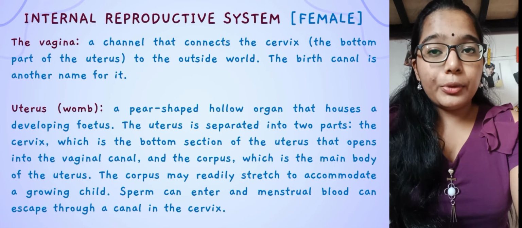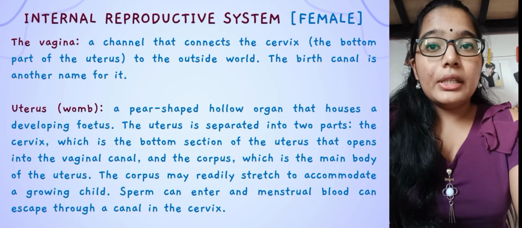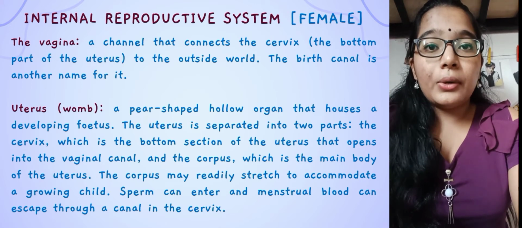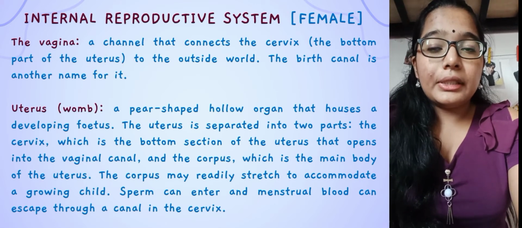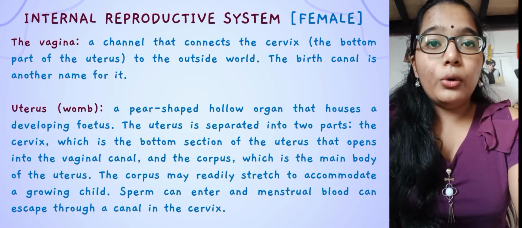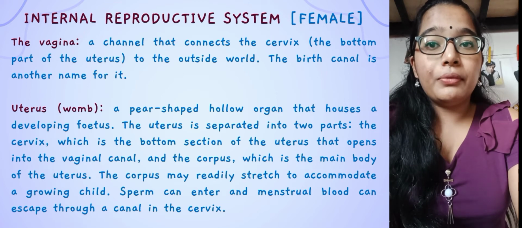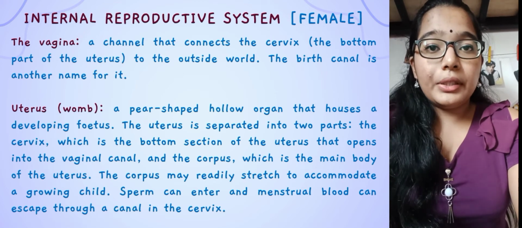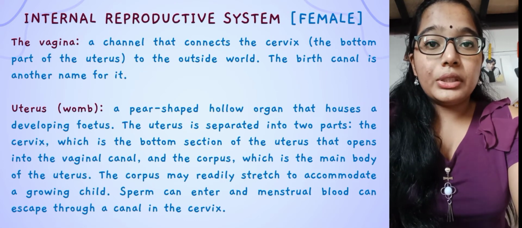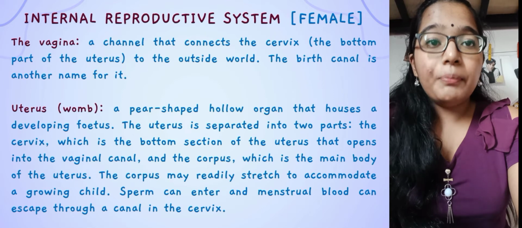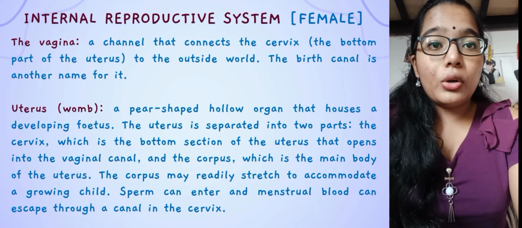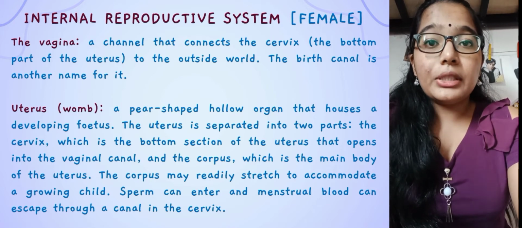While the internal reproductive organs of females start with the vagina, a channel that connects the cervix to the outside world. The birth canal is another name for it. Then, uterus, a pear-shaped hollow organ that houses a developing fetus. The uterus is separated into two parts: the cervix, which is the bottom section of the uterus that opens into the vaginal canal, and the corpus, which is the main body of the uterus. The corpus may readily stretch to accommodate a growing fetus.